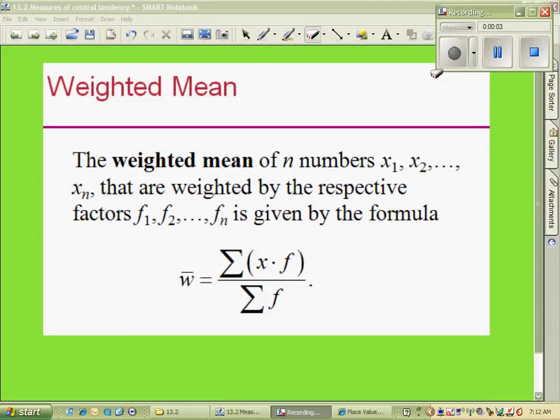Alright, the weighted mean is going to be our GPA, and what goes on here is that it says the weighted mean of n numbers, and once again we see the x sub 1, the x sub 2, and so forth, all the way to x sub n, are weighted by the respective factors, and that's your f. So each variable is going to have a different factor or weight, and then we divide by the total weight. Okay, so let's take a look at an example of that.